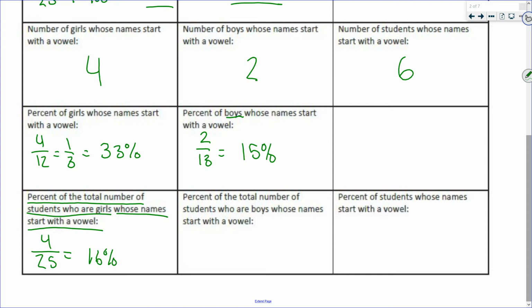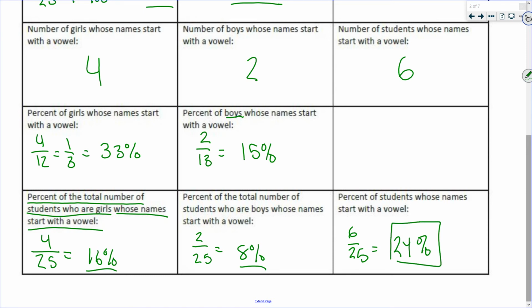Now the boys, that's 2 out of 25, which gives me what? 8%. So the percentage of the total number of students whose names start with a vowel, well, that's going to be 6 out of 25, or that's going to be 24%. So if you notice, if you take this percent and this percent, add them together, you get the total percent.